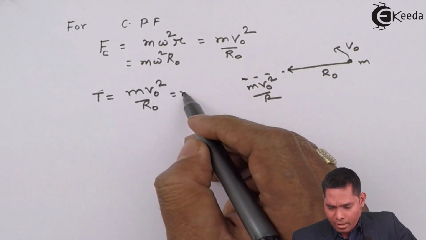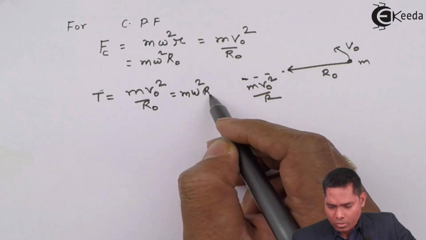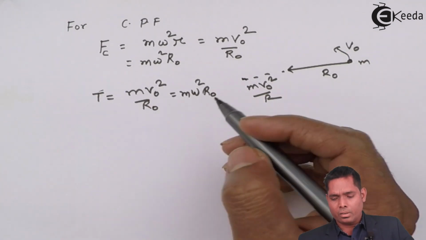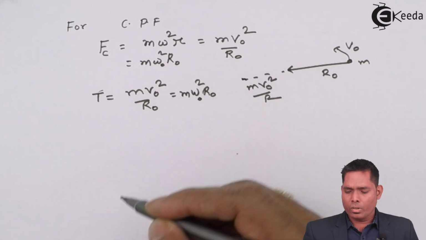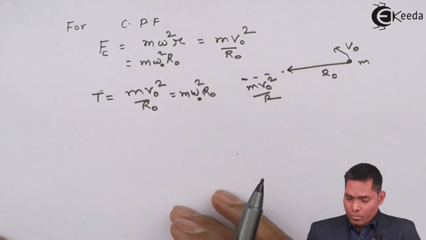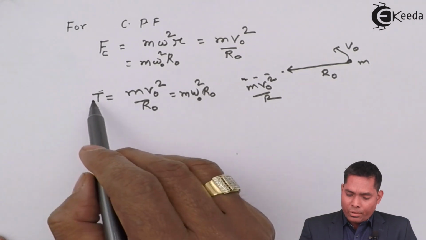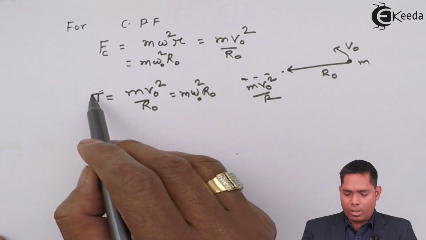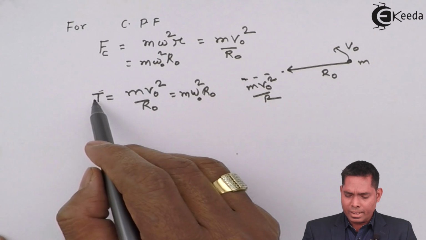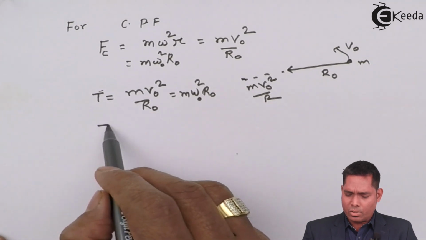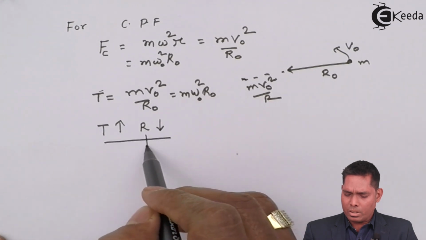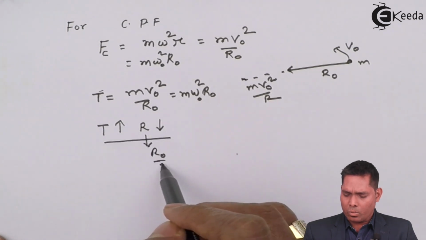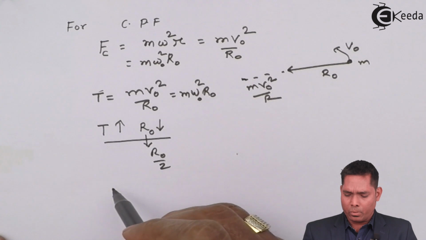Or I write m omega square r naught. Initially, whatever is the omega, that omega is here. I can write this also as omega naught square if it is the initial situation. Now if this increases, what will happen? It says that as tension increases, the radius r decreases to how much? R naught by 2. From r naught to r naught by 2.